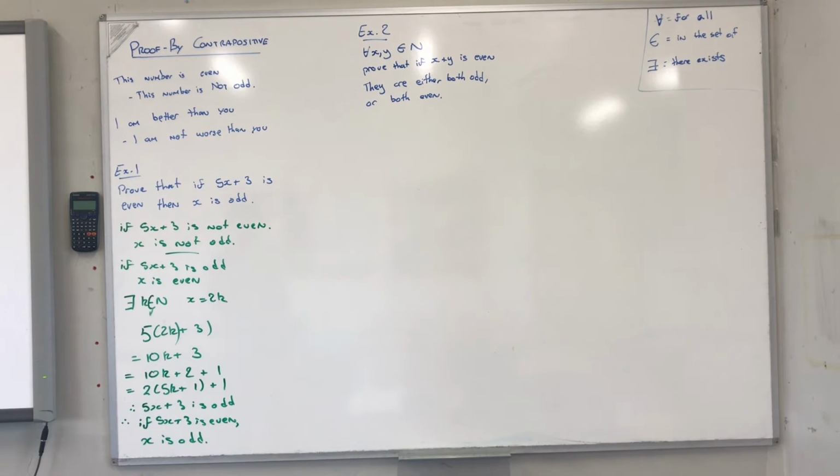So quite conceptual, and it'll take a while to maybe comprehend, but you'll get there. So example 2, prove that for all x, y in the set of natural numbers, if x plus y is even, they're either both odd or both even. So firstly, let's get the contrapositive.